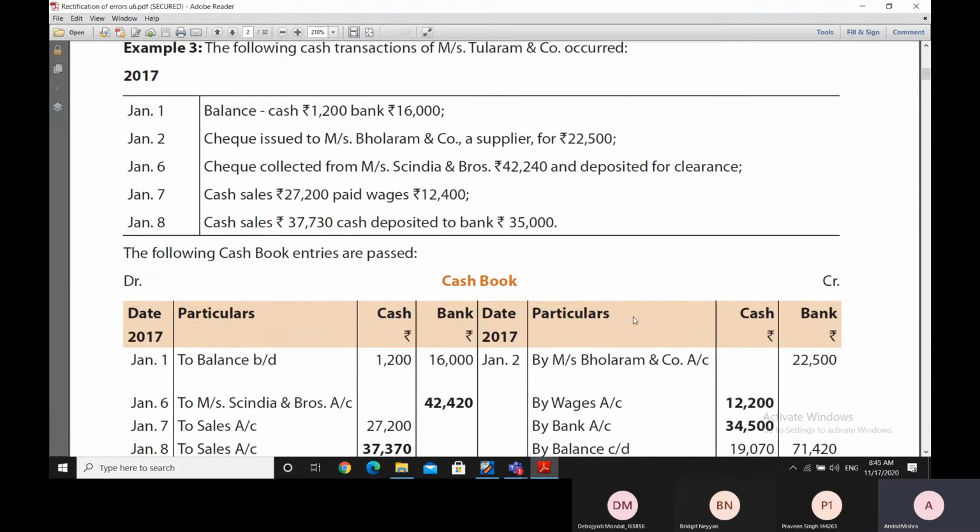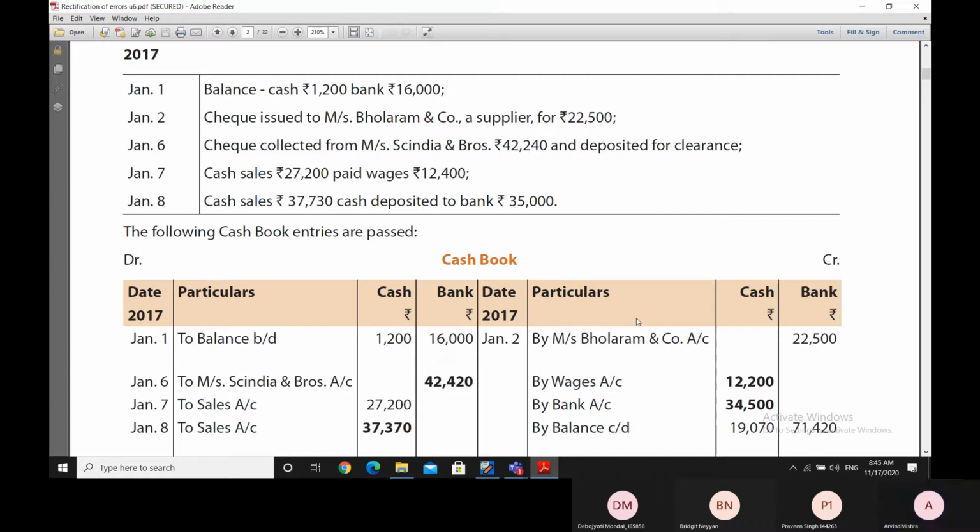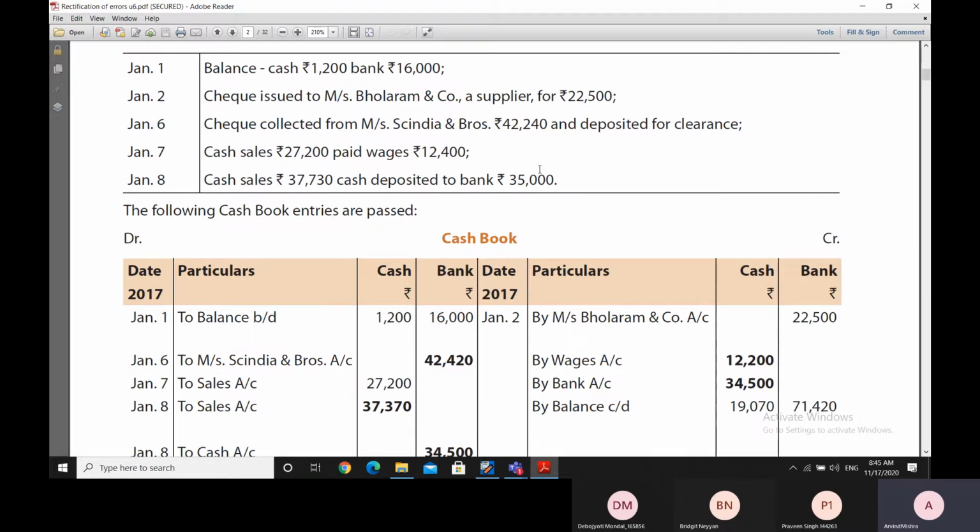Now let us see what the wrong entries are that have been made in casting the cash book. For example, on January 6, a check was collected from Messrs. India and Brothers of 42,240. Instead of writing 42,240, the check amount has been written as 42,420. So that is a value mistake here. Then wages, instead of 12,400, are entered here as 12,200. Now cash sales of 37,730 are written as 37,370.